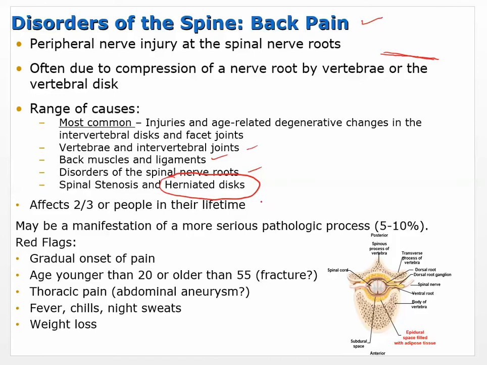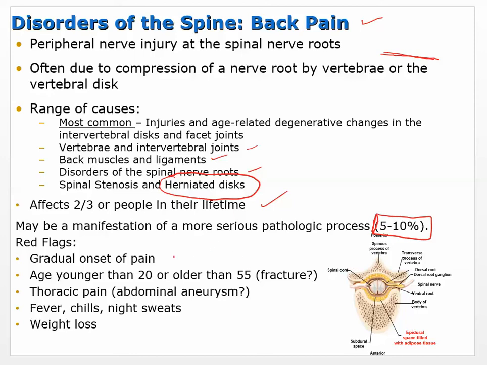So back pain in general affects about two-thirds of the people in their lifetime, and really that's because of the way that we stand up, and so our lumbar vertebrae a lot of times are going to be affected because it's in a more bendy area, and so more damage and more deterioration can happen in that area. It may be a manifestation of a more serious pathological process in some cases, not very often. Usually it's pretty straightforward, and it's damage to the root from degeneration of the spine or something like that.